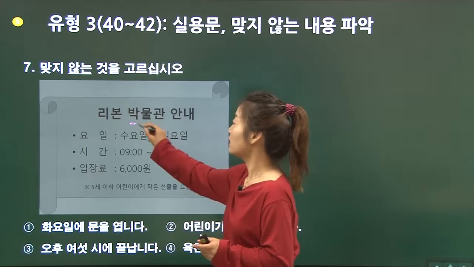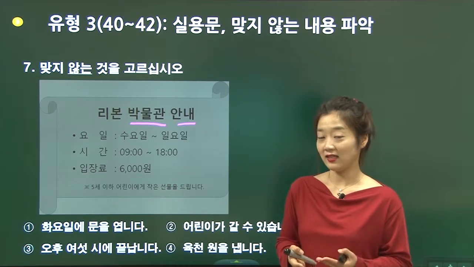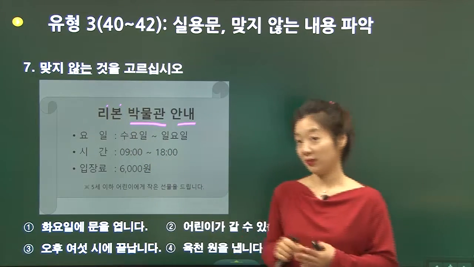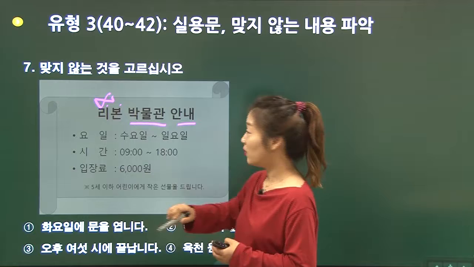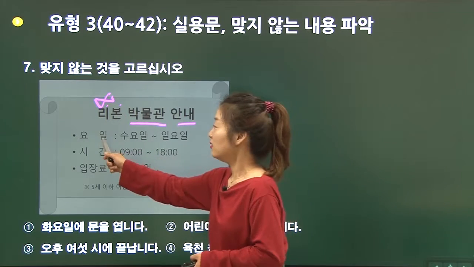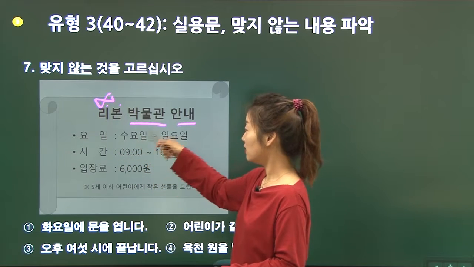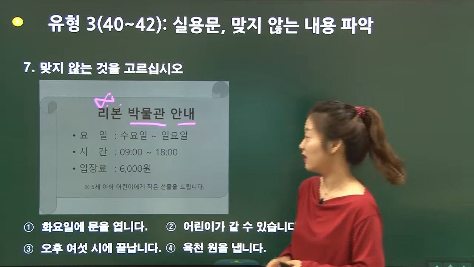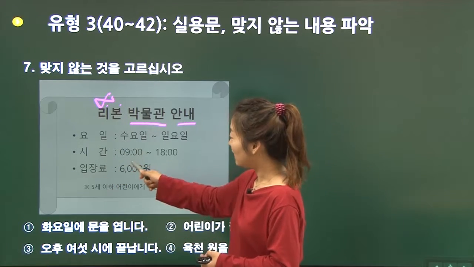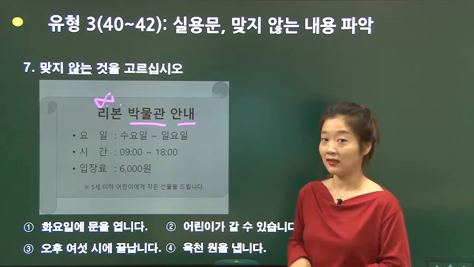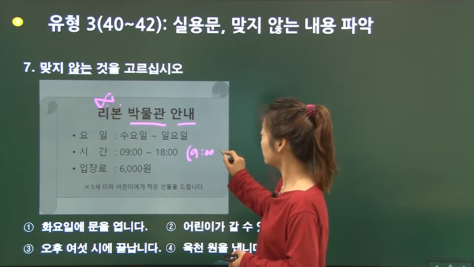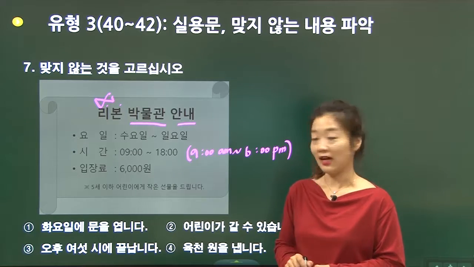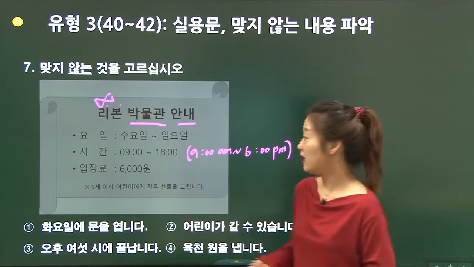So here's a keyword. 박물관 안내. This is a guide about this museum. What kind of museum is it? Ribbon. Do you know ribbon, right? Ribbon 박물관. Okay, 요일 means days. 수요일에서 일요일 means from Wednesday to Sunday. Good. 시간 is about the time. 9 to 18 o'clock means 6 in the afternoon, right? So 9 in the morning to 6 in the afternoon. 입장료, the entrance fee is 6,000 won.